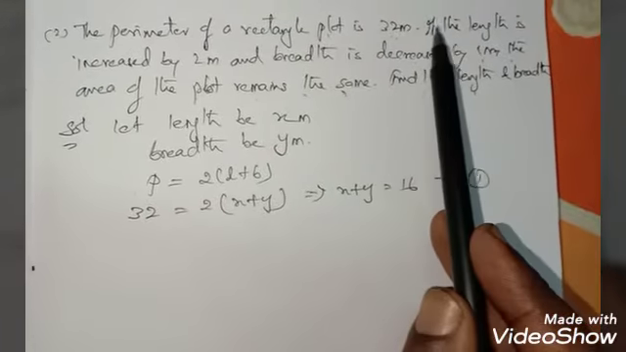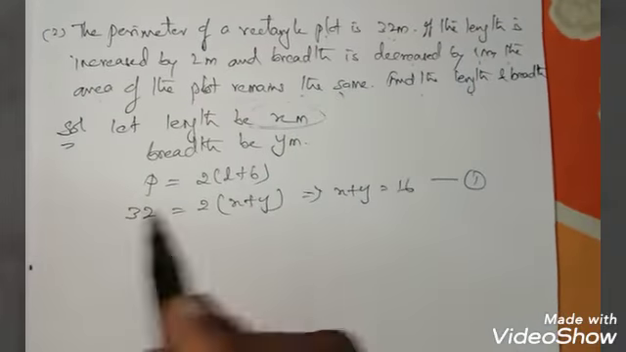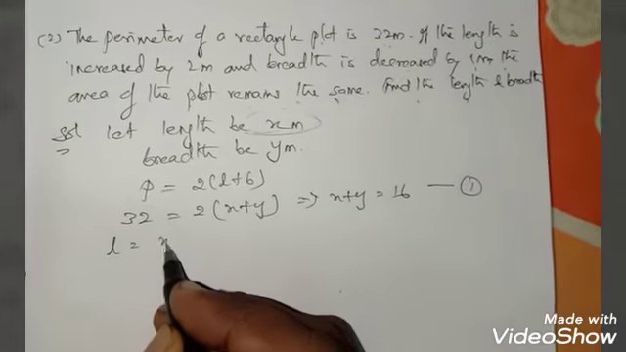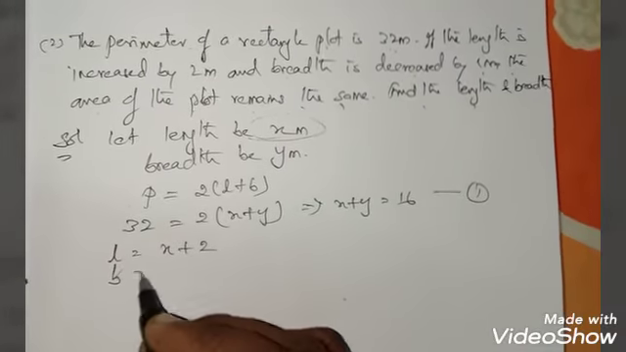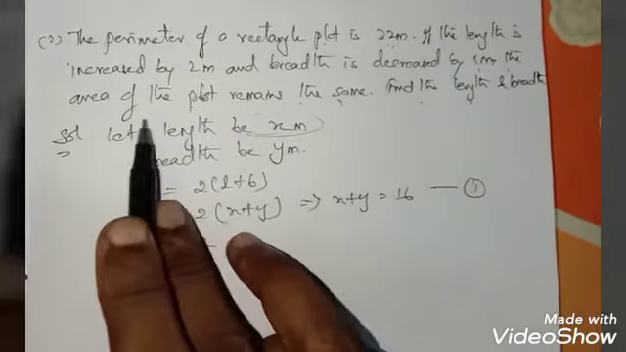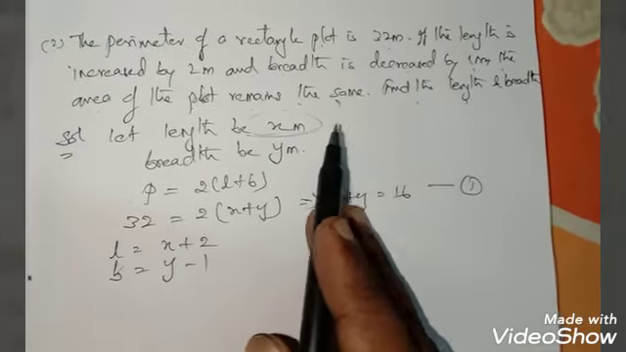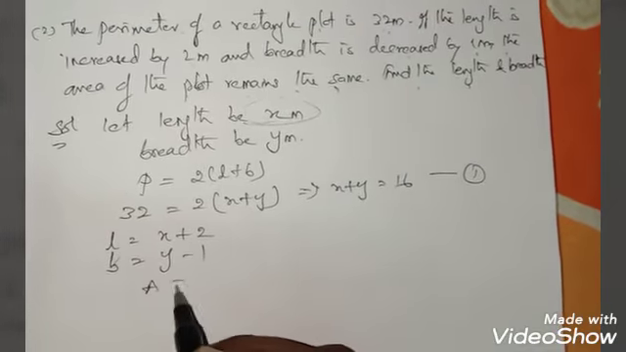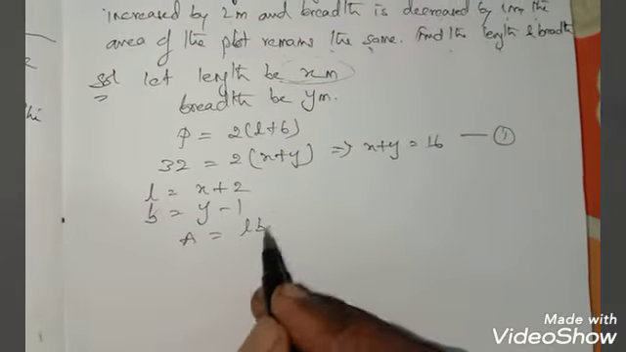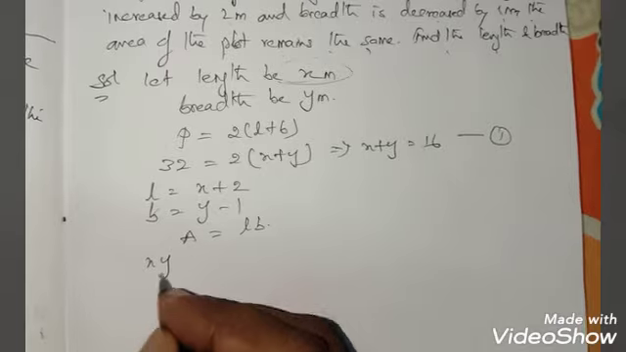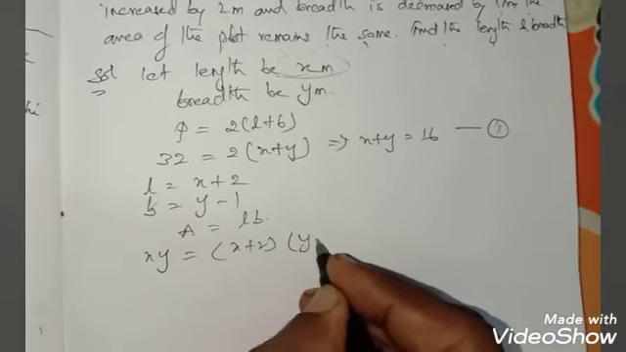What is the second equation given here? If the length is increased by 2 meters, the length we have assumed is x, so it becomes x plus 2, and the breadth is decreased by 1 meter, that is y minus 1, then the area of the plot remains the same. What is the formula to find area? Area is equal to L into B. So L is nothing but x, B is nothing but y. So I can write x into y is equal to L is x plus 2, B is y minus 1.